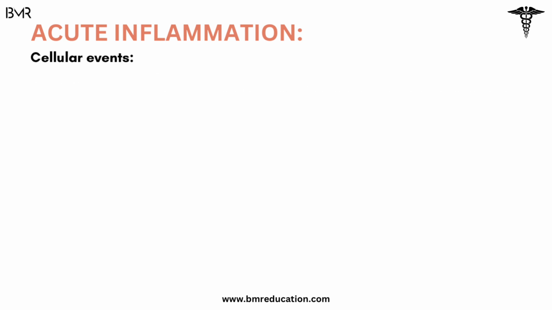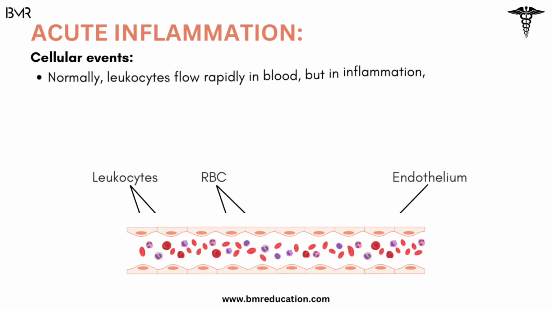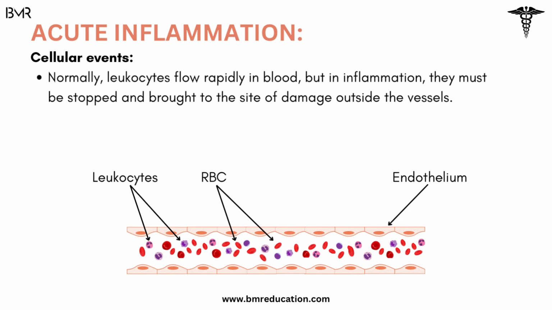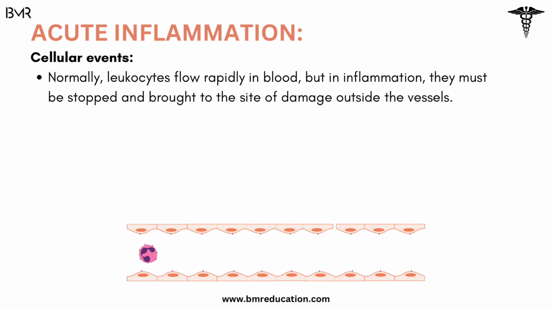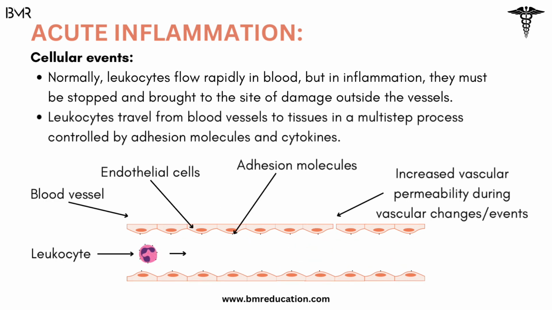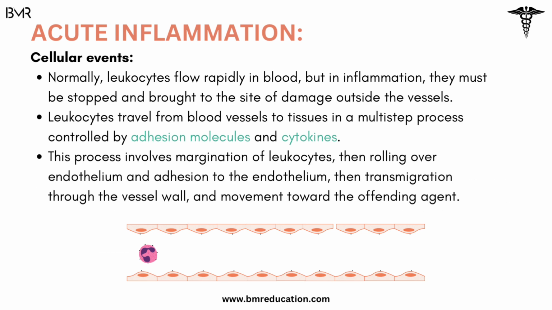Cellular events of acute inflammation. Normally, leukocytes flow rapidly in blood, but in inflammation, they must be stopped and brought to the site of damage outside the vessels. Leukocytes travel from blood vessels to tissues in a multi-step process controlled by adhesion molecules and cytokines. This process involves margination of leukocytes, then rolling over the endothelium and adhesion to the endothelium, transmigration through the vessel wall, and movement toward the offending agent.